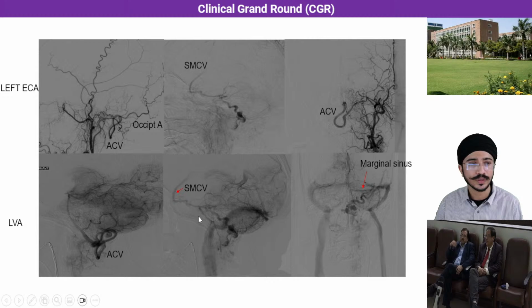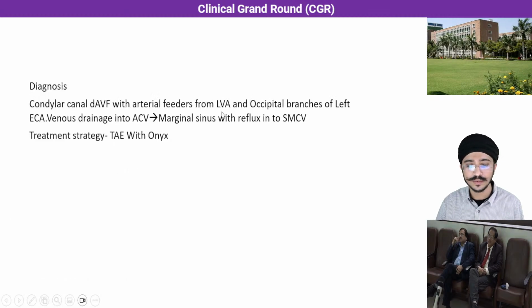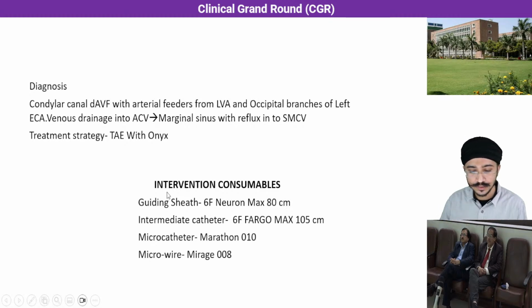So this is a case of a condylar dural AVF with arterial feeders from the LVA and occipital branches of the left ECA. The venous drainage is into the anterior condylar vein, which is further draining into the marginal sinus with reflux into the superficial middle cerebral vein. The treatment strategy that we employed in this case was transarterial embolization with Onyx. These are the intervention consumables that we used in this case.